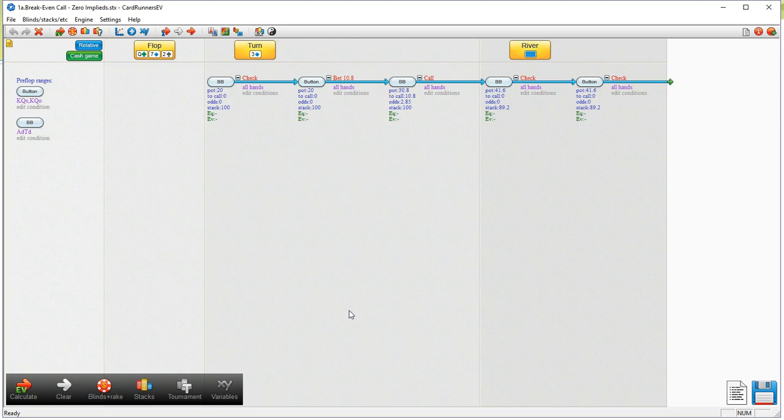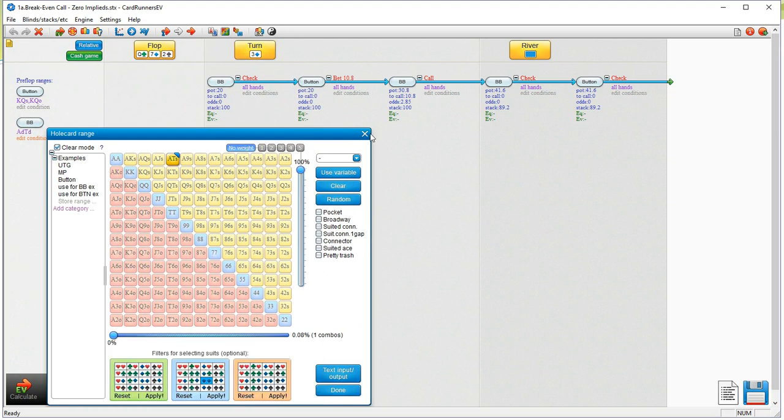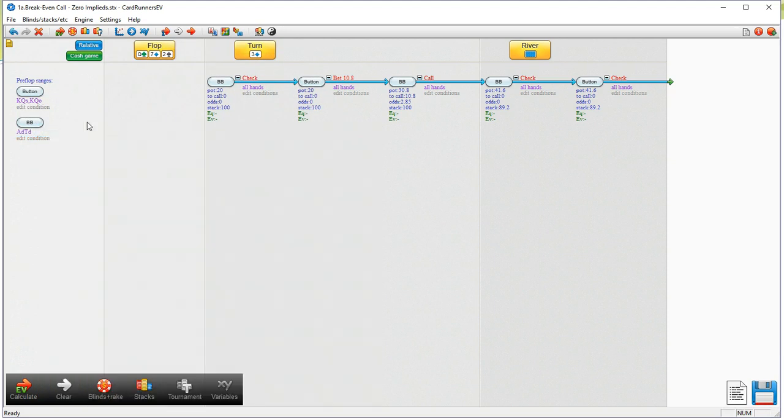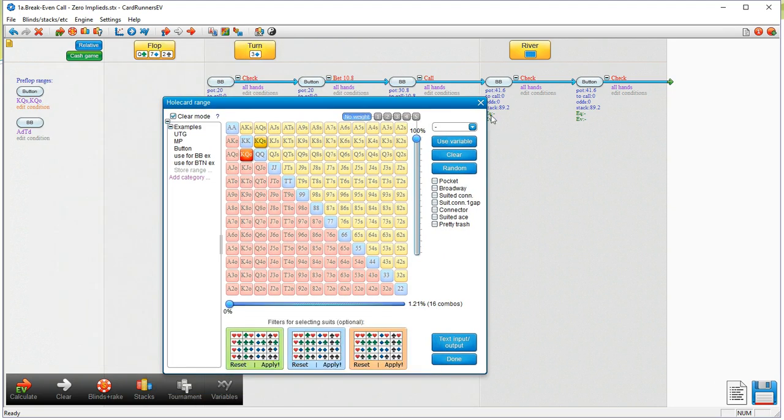Just to help illustrate the basic concept here, we're going to have a look at a spot where we have the nut flush draw on the turn. So we're out of position, we're in the big blind. Our range is simply ace-ten of diamonds. We just have one holding in our range. And our opponent essentially has top pair with a king kicker. We've given him all combos of king-queen in this case.